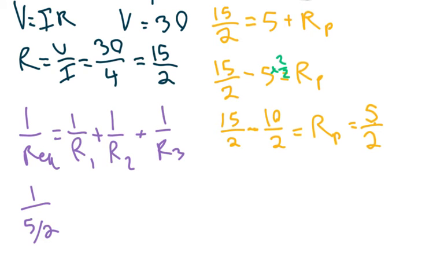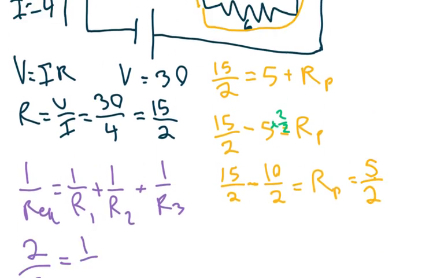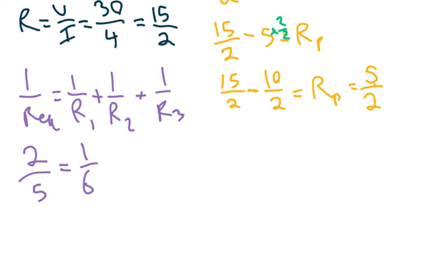So remember when I said divide by something equals multiplying by the reciprocal? So 1 over 5 halves is actually going to be 2/5. So we can replace this with 2/5. And if this gets confusing, pause the video, go back and listen again. So this is 2/5 equals 1 over, and we're going to call x R3. So we're going to say 1 over 6, and it doesn't matter the order because we're adding, plus 1 over 2 plus 1 over x.